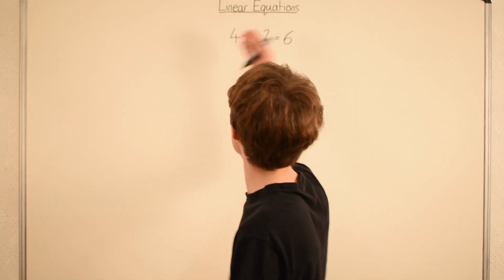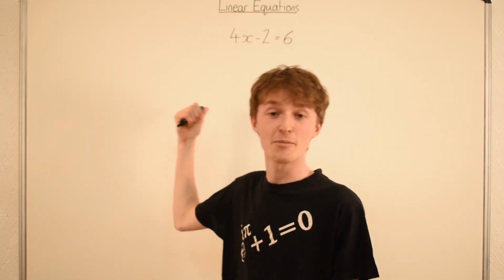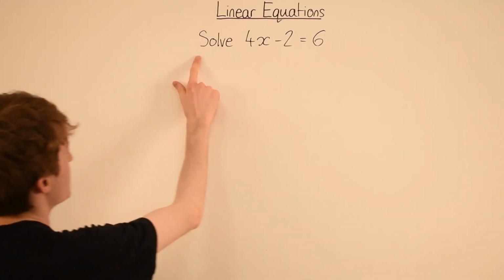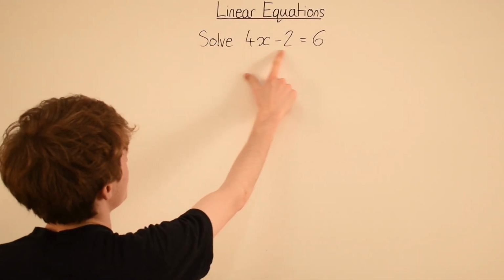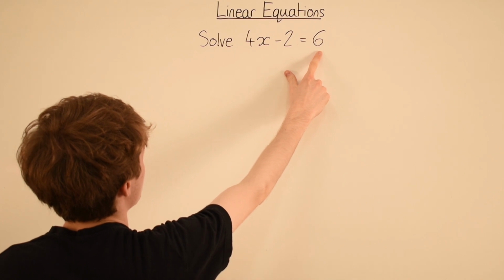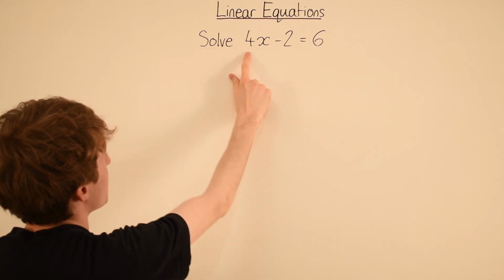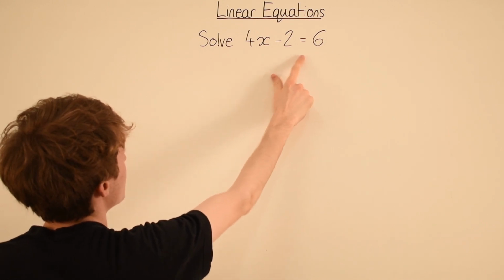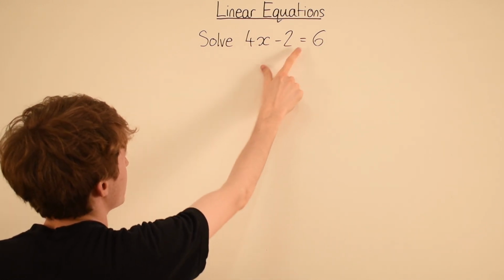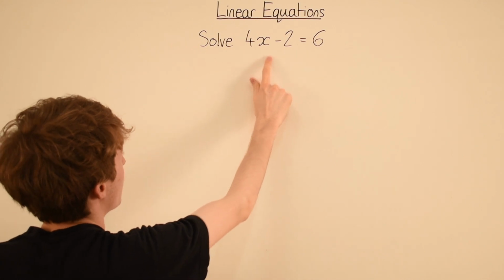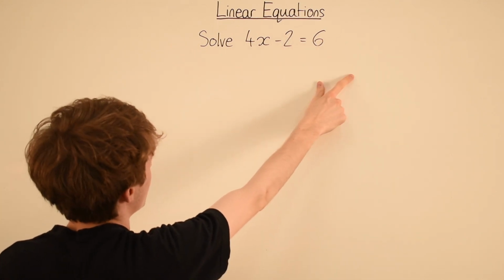Today we're having a lesson on linear equations, and we're going to start with this example here. We're asked to solve 4x minus 2 equals 6. Solve means we need to find out what x is, and the way we do that is by rearranging this equation so that everything involving x is on the left hand side of the equal sign, and everything not involving x is on the right hand side of the equal sign.